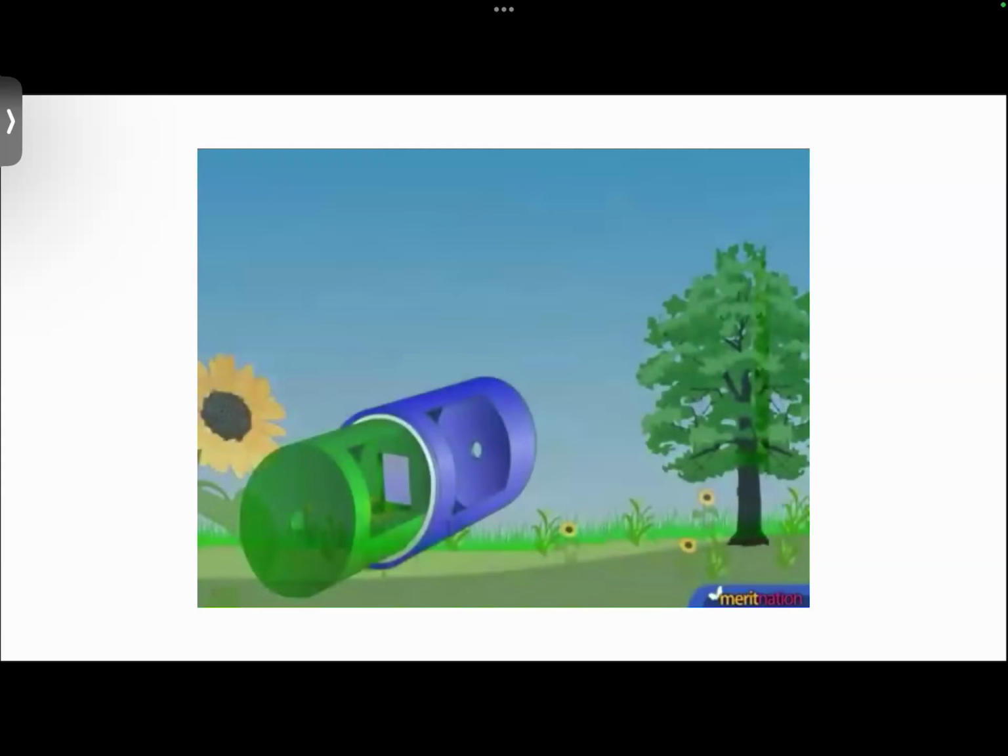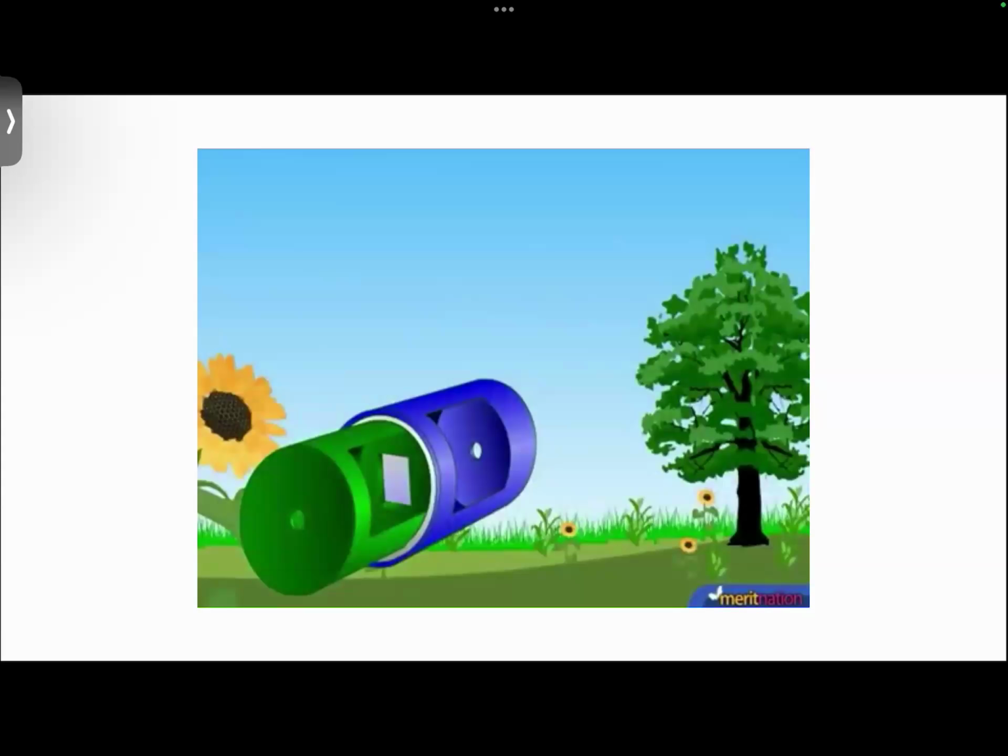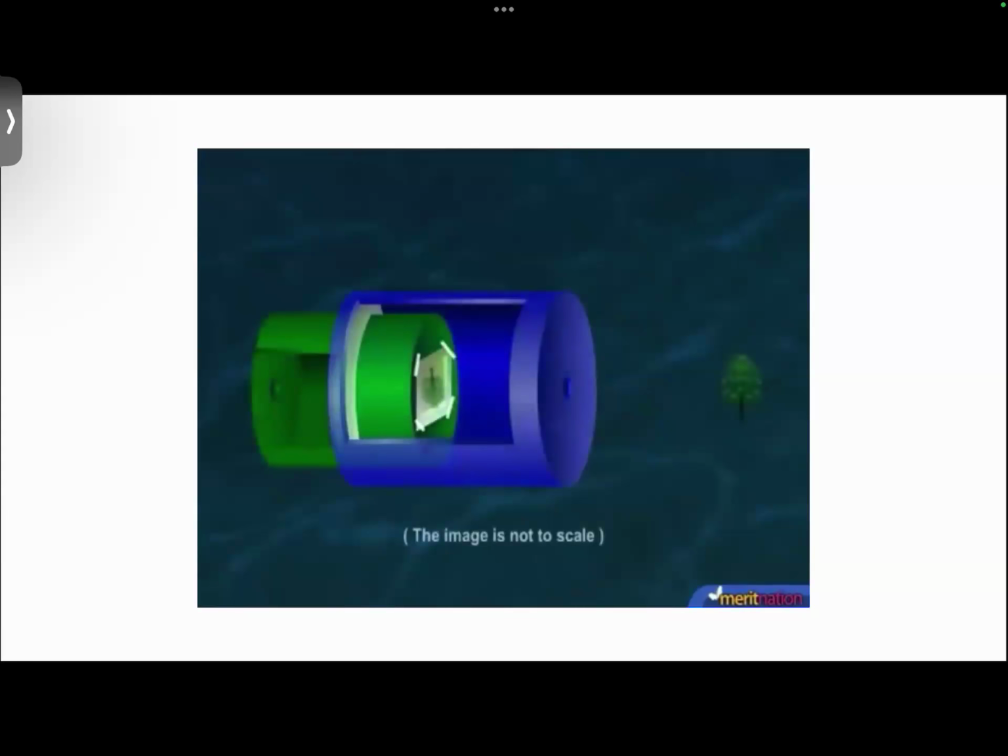Now, use this pinhole camera and try looking at a tree. Surprise! A clear image of this tree can be obtained on the screen if you slide the smaller cylinder back and forth. Now, how exactly did it happen? Let's look at this diagram. The tree is, say, MN. M is the topmost point, N is the bottommost point.